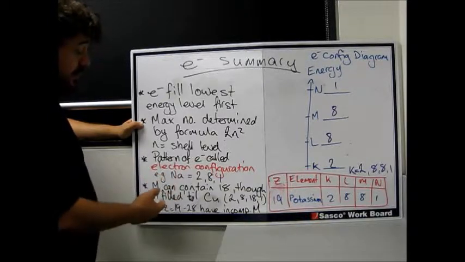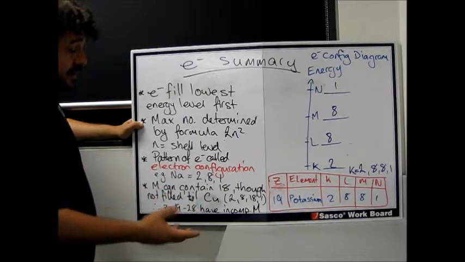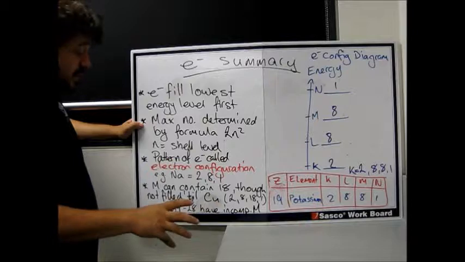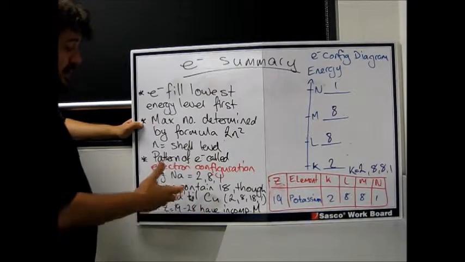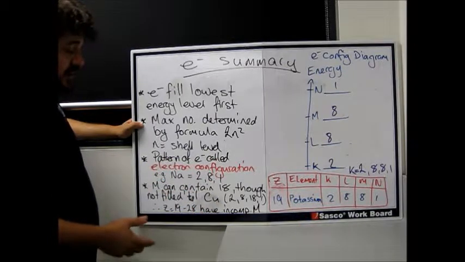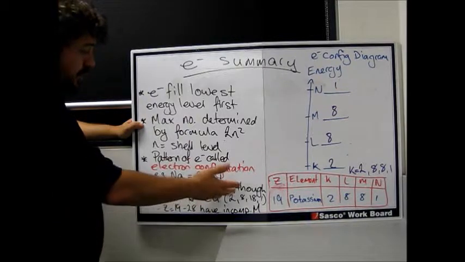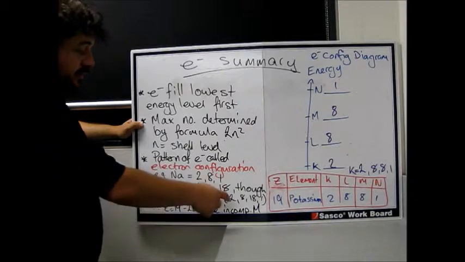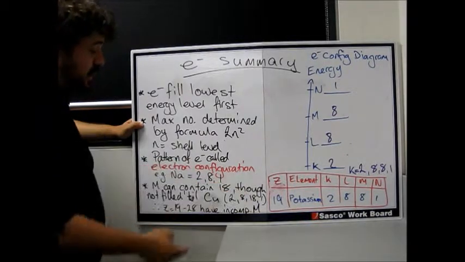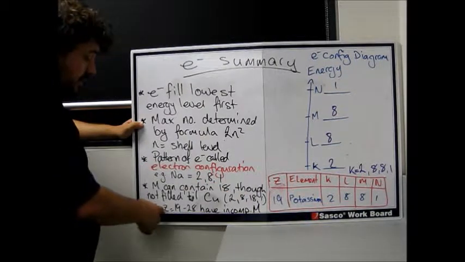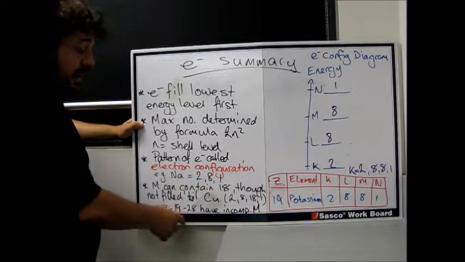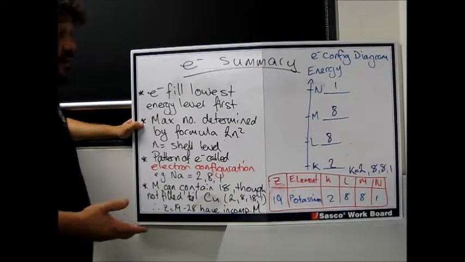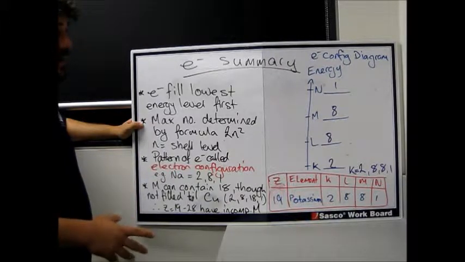And here the M shell can contain 18, but it's not filled at all until we get to copper, which is, what would that be? That would be 29. So, and that's where it says 2, 8, 18, 1. So, elements 19 to 28, they actually have incomplete M shells, and we'll get to that further down the road.